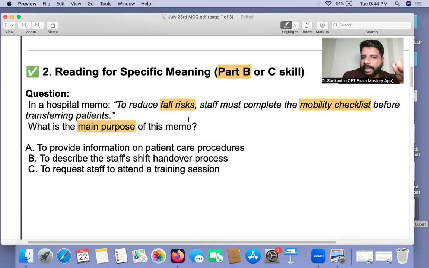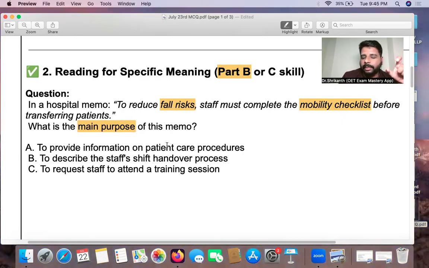Okay, so this is patient care. To ensure patient care, the staff must do the mobility checklist. So what is the purpose of this memo? What is the reason? Why was this memo sent to the people? To provide information on patient care, right? So we want to provide care for the patient. Since we care for the patient, we tell them, okay, we want to reduce patient risks, fall risks. So therefore, please make sure you finish a mobility checklist and then only you transfer the patients. So here it is providing information on patient care procedure.